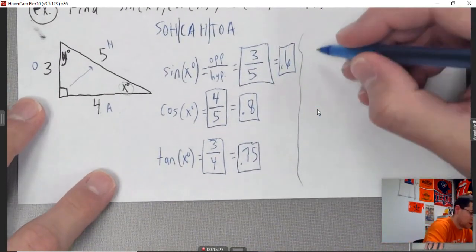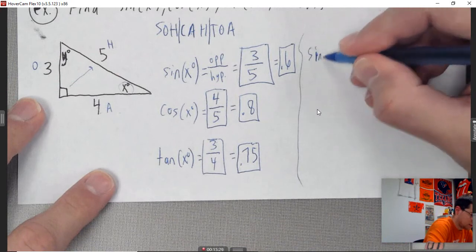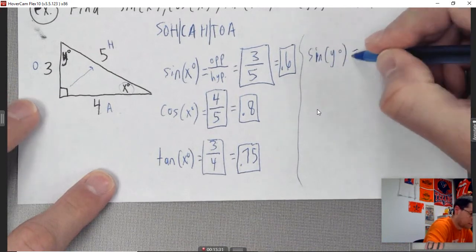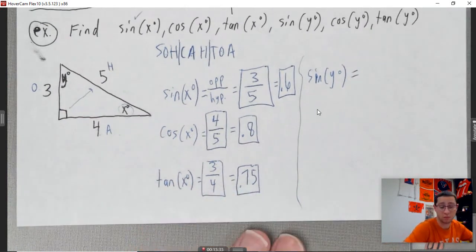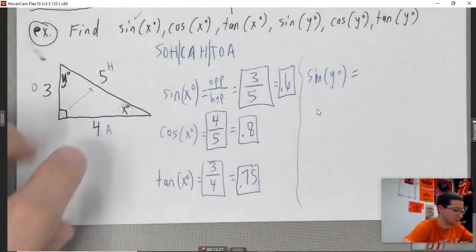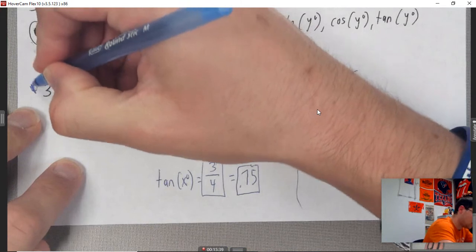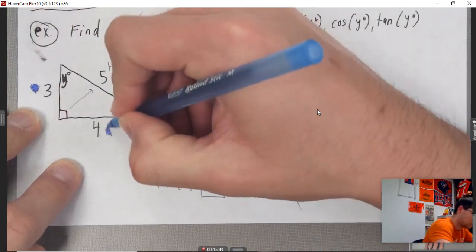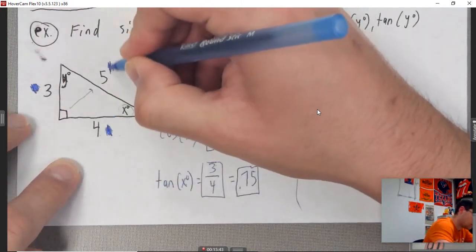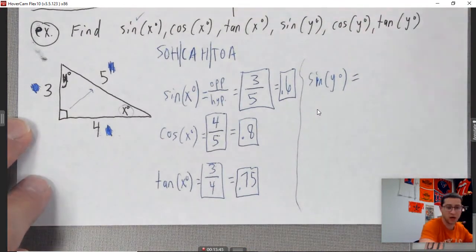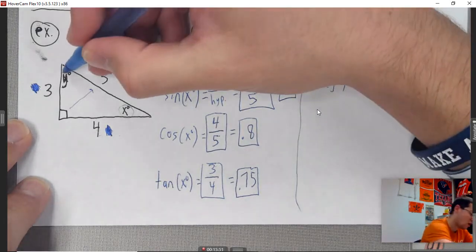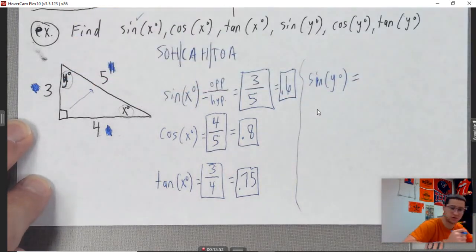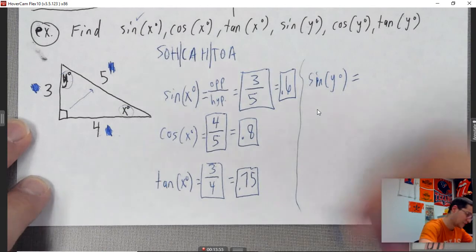Comparing to sine this time, sine of y. Now, when we compare it to a new angle, we do have to change up my letters. So I'm going to go ahead and just get rid of all my letters, just so we can completely start over. So with y, comparing to y, I'm trying to find sine of y. So I've got to start at my angle. I always link my angle first. Start at the angle. Find the angle that it's referring to.